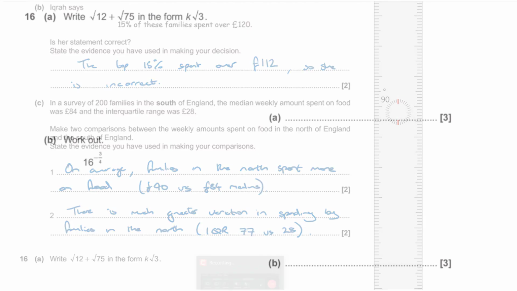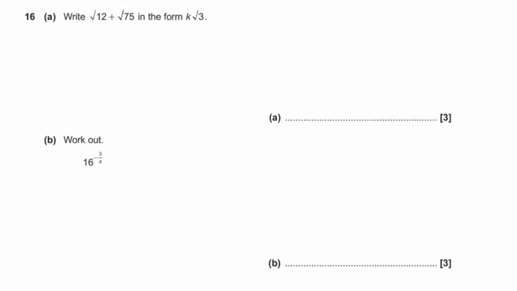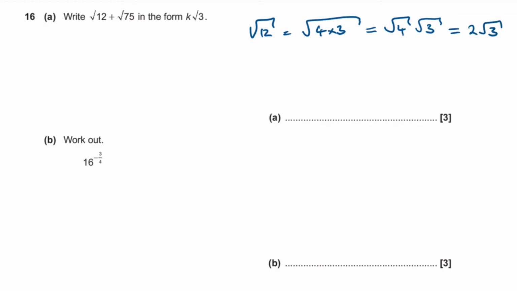Okay. Question 16a, write root 12 plus root 75 in the form k root 3. Okay, so let's just break these two down first. So what's root 12 the same as? We can say that root 12 is the same thing as root 4 times 3. I'm looking for factor pairs of these numbers where one of them is a square number, which is why I picked 4 and 3, because that means I can break this up into two separate roots. Root 4 times root 3, and the square root of 4 is 2. So that's the same thing as 2 root 3.